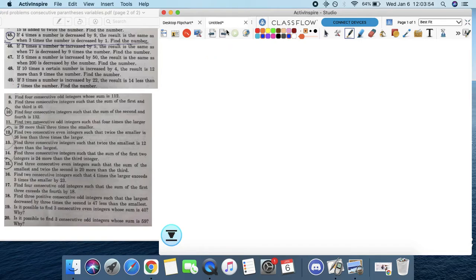Find 3 consecutive integers. So it's 3 consecutive. So here's the first one. Not odd or even, so just one following the other. Second one, and there's my third one. First, second, third number. Such that twice the smallest, so 2 times x, is 12 more than the largest, which is x plus 3.